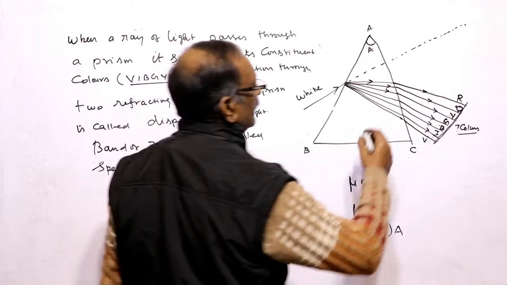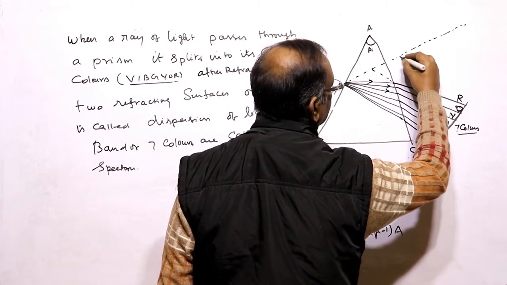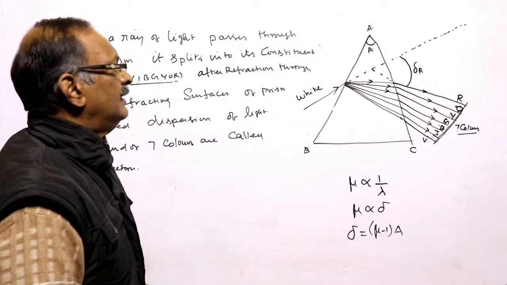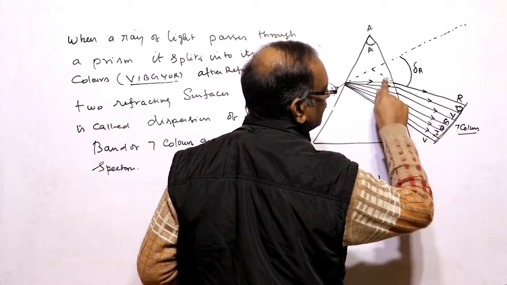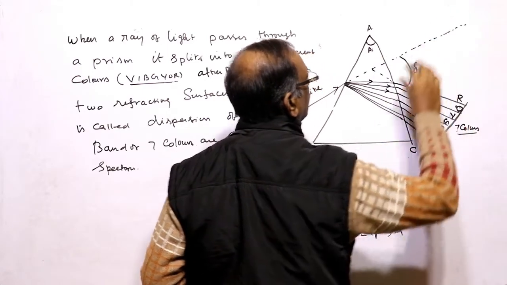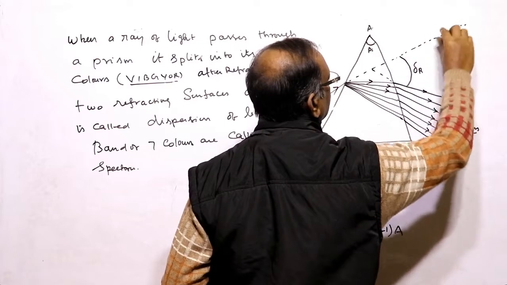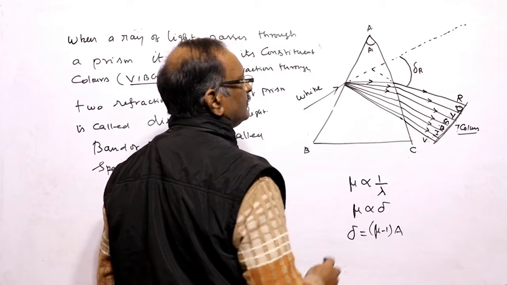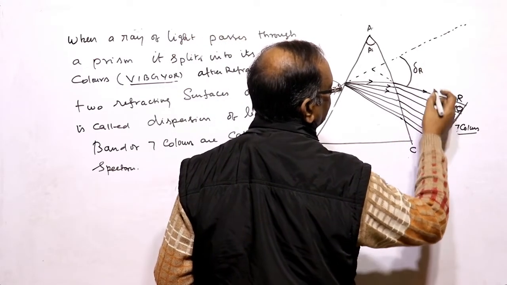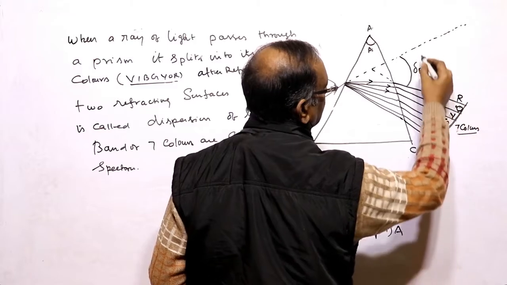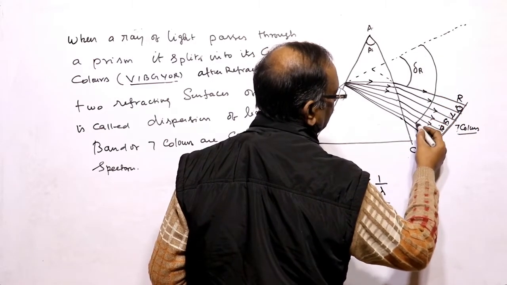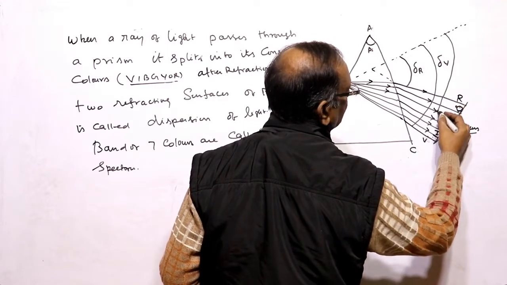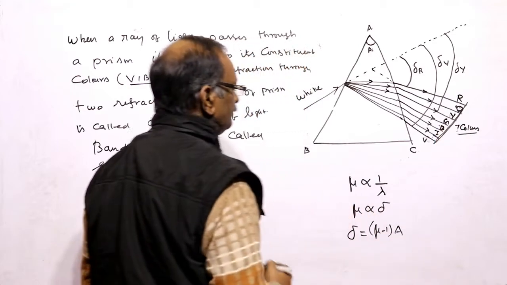And this is the angle of deviation. This is the angle of deviation of red color. What is angle of deviation? The angle between the refracted ray and the path of the incident ray is called the angle of deviation. This is the angle of deviation for red color, this is the angle of deviation for violet color, and this is the angle of deviation for yellow color.